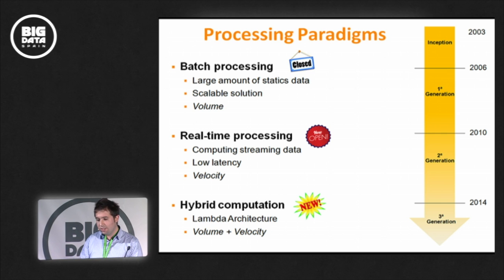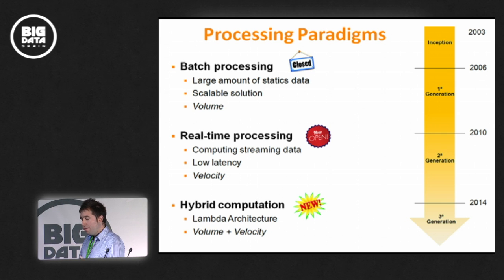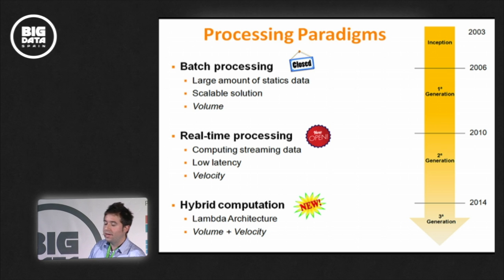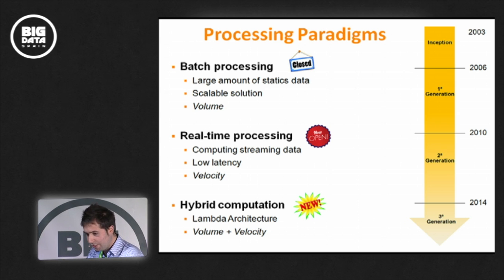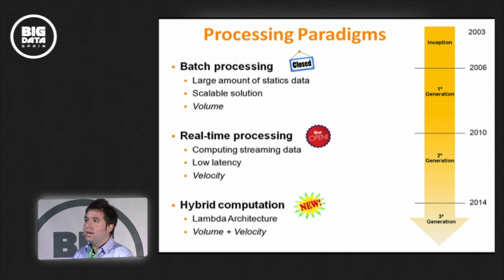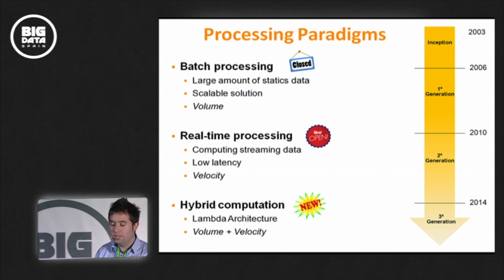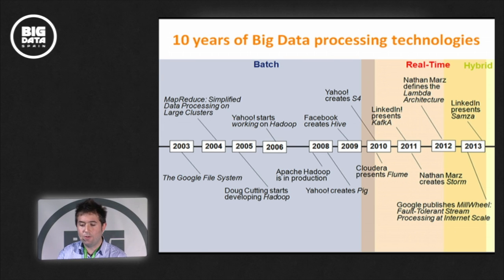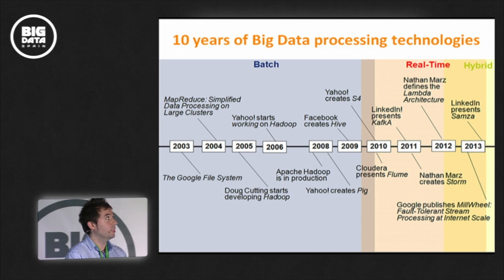And the third generation is the hybrid computation model. The inception of this third generation is the definition of the Lambda architecture by Nathan Marz in 2012. But it's too early to say that we have started this third generation, although there are some promising technologies, as we will see later. Well, this is the timeline of 10 years of big data processing technologies.